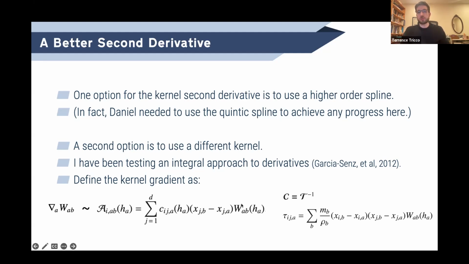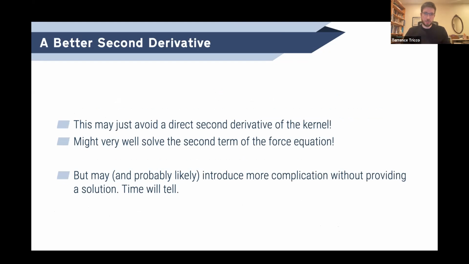Here, they use the kernel directly with a bunch of stuff in front of it. So they just use a standard kernel weighting with a bunch of stuff to calculate a gradient. This is just the difference between particle positions. This C here corresponds to this tensor C, which is the inverse of this tensor, which is a summation of, again, just a regular kernel. So in theory, we can avoid a direct second derivative of the kernel by using something like this, and then only having a single derivative of the kernel itself with a bunch of other stuff. This might very well solve the second term of the force equation, but may, and probably will, introduce more complication without providing a solution.